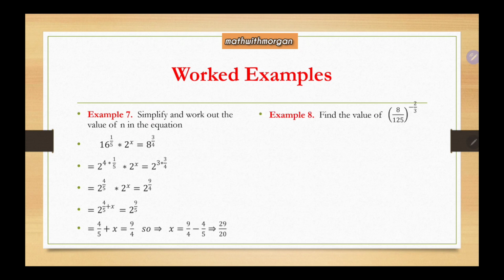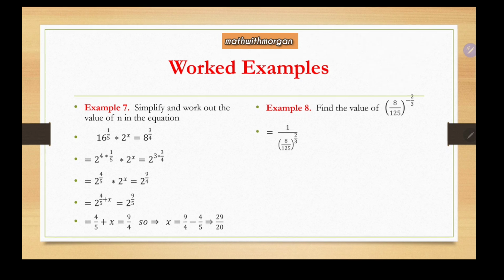The next example here, example 8, says find the value of 8 over 125 raised to the power negative 2/3. So we have a negative power over here. The first thing we want to do is make that power positive by inverting this number. So we're going to take 1 over this number. It's going to be 1 over 8 over 125, all raised to the power positive 2/3.